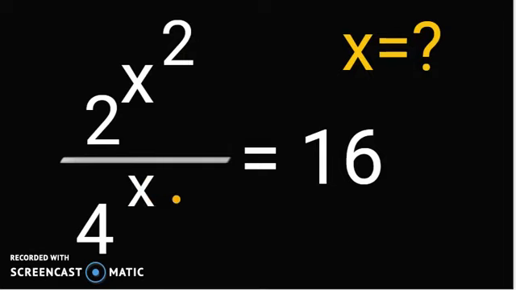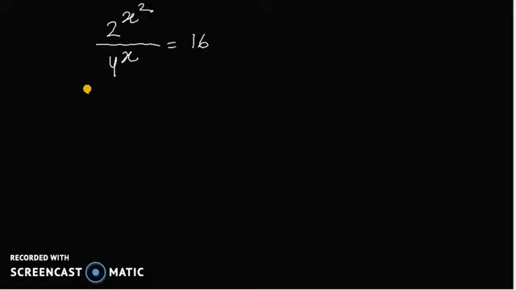Power x equals 16. Then we have to find the value of x. That is our question. So now let us proceed to solve this question. As you can see, the question I have noted down on the next slide.